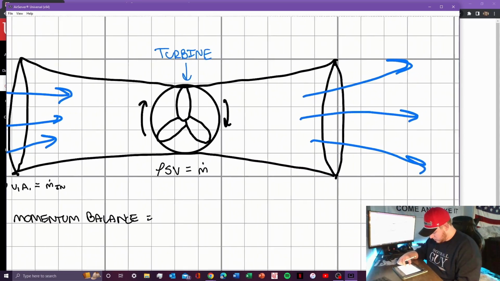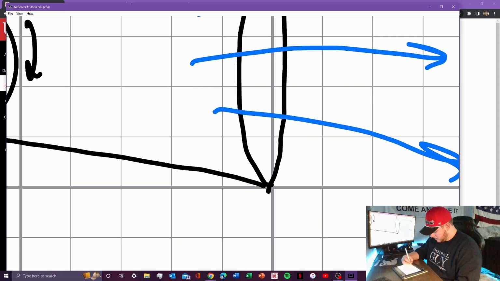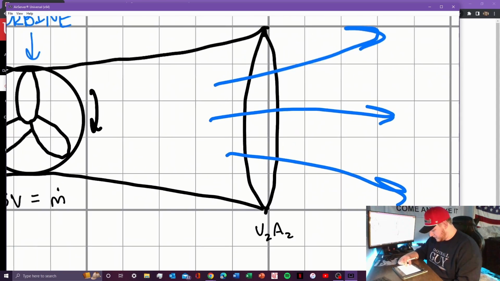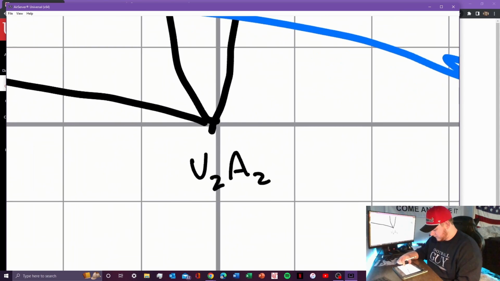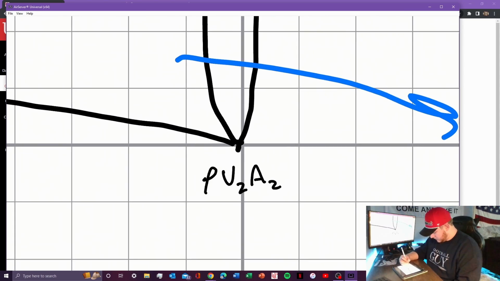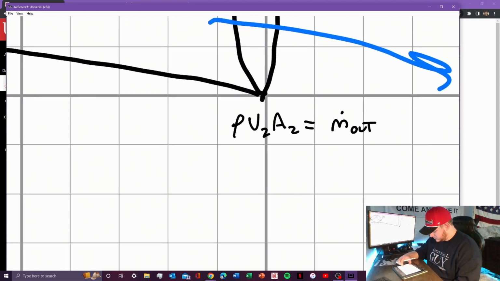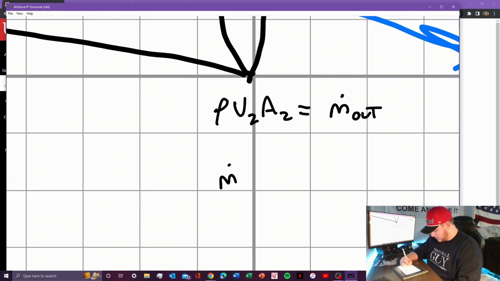And for the outlet here, the velocity going out times the area going out, this area on the outer diameter of our generator here, times rho again is going to be equal to the mass flow rate going out. And so we have perfect efficiency here, so that we know that the mass flow rate going in is equal to the mass flow rate going out.